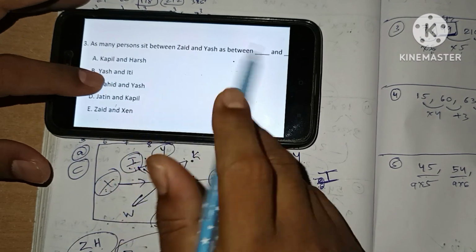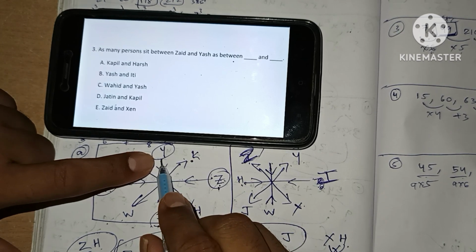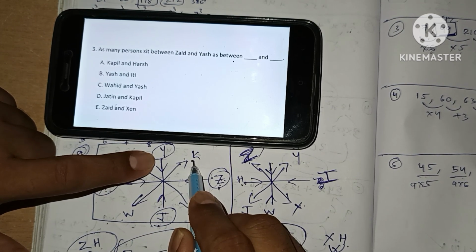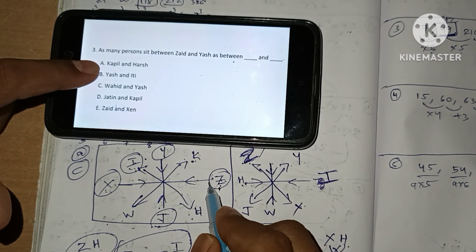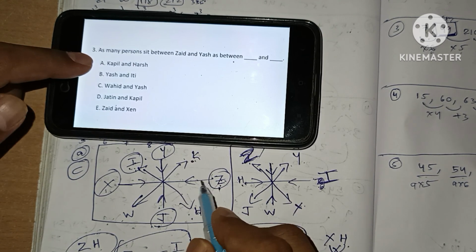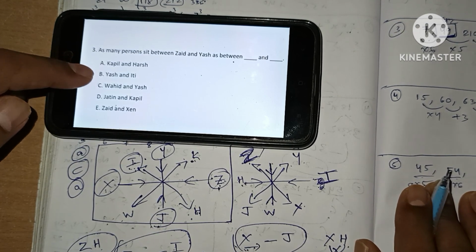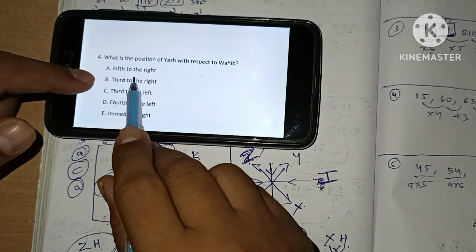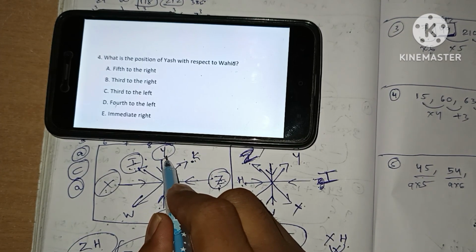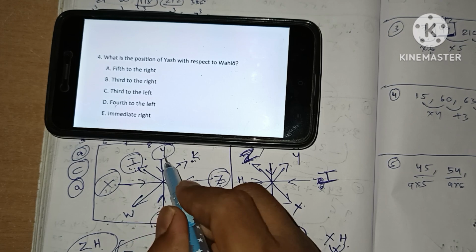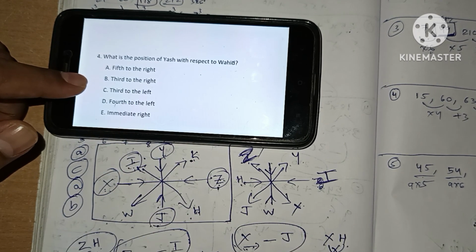Next we are going to see question number 3. As many persons sit between Jaid and Yash. This is Jaid and this is Yash. In between there is one person. So Kapil and Harsh, there is also one person in between them. So answer will be option A. Next, the question: what is the position of Y with respect to Wahid? 1, 2, third to the right. Option B is our answer.